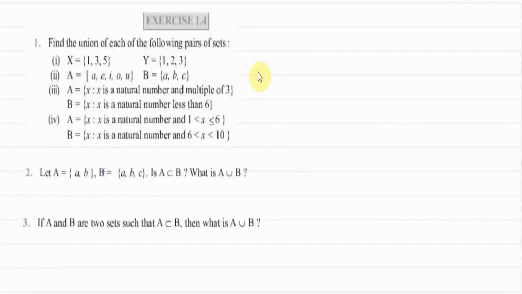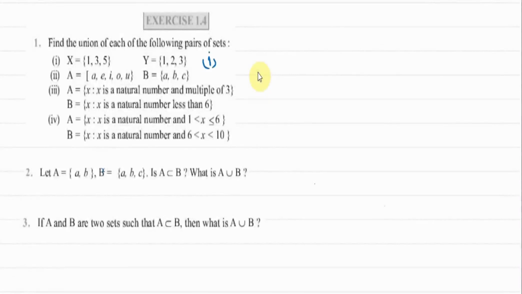Today we are going to start with exercise 1.4. Question number 1 is find the union of each of the following pairs of sets. So in union we write all the elements belonging to the first set or the second set. Okay, so the first part is X has elements 1, 3, 5, Y has elements 1, 2, 3.